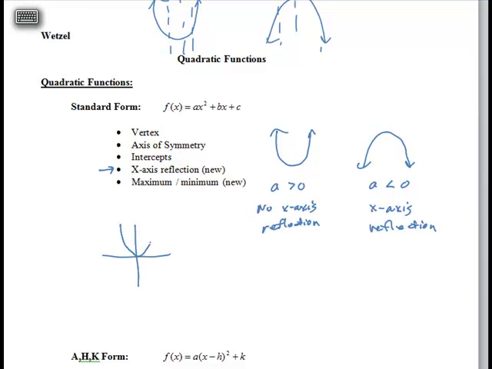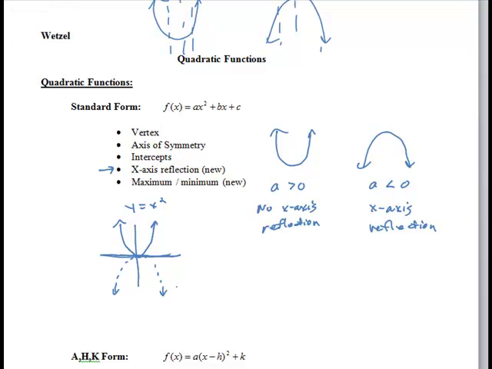Take your basic parabola, for instance, y is equal to x squared. If a is negative, the graph is going to reflect over the x-axis. In other words, basically, if you make a fold along your paper along the x-axis, the part of the graph above the x-axis is going to now reflect below it, which is going to look like this.